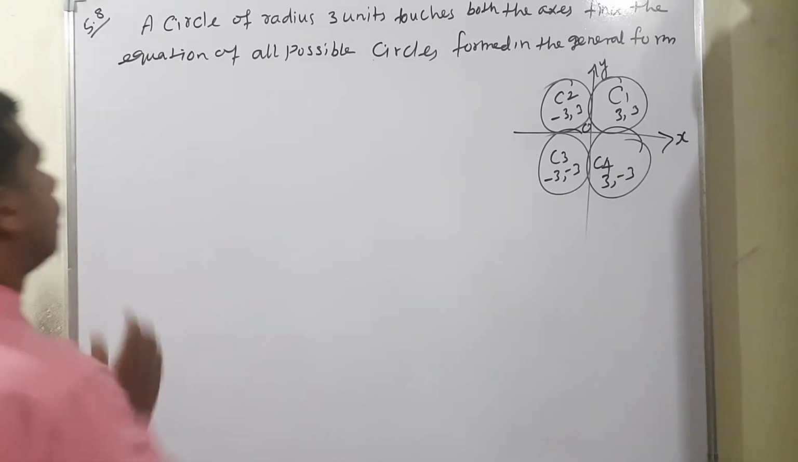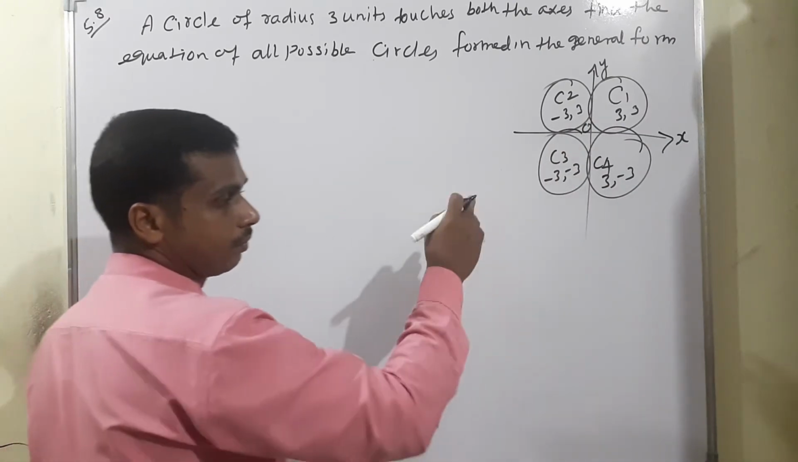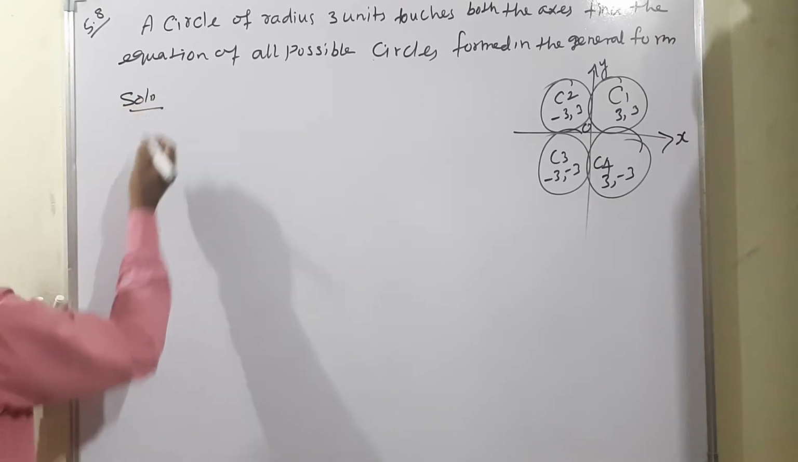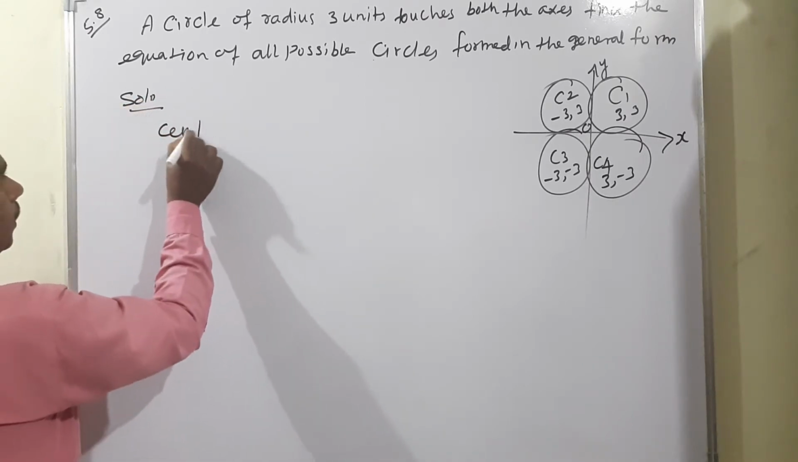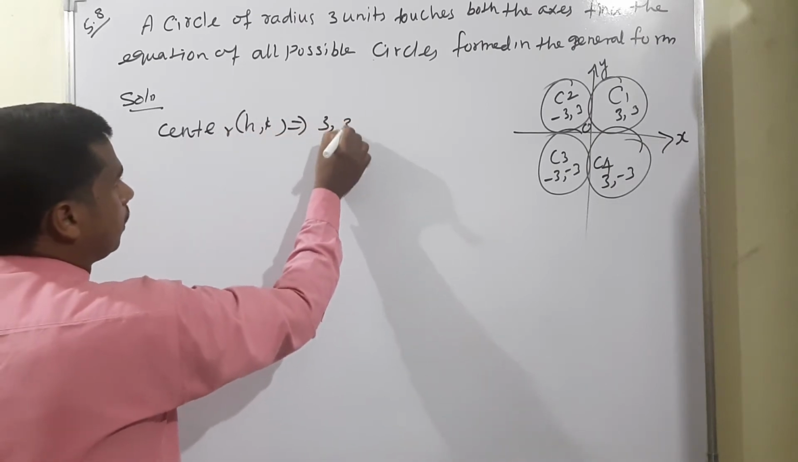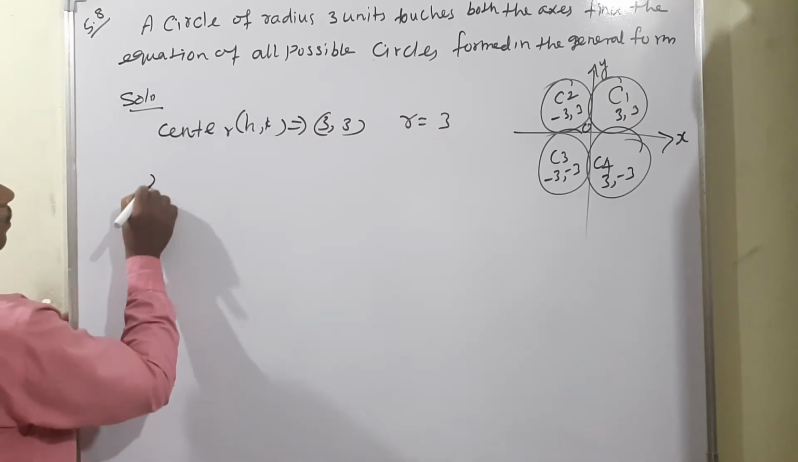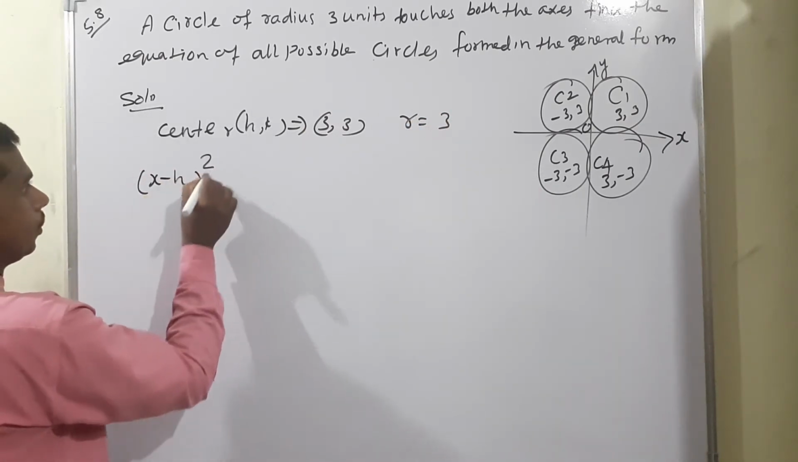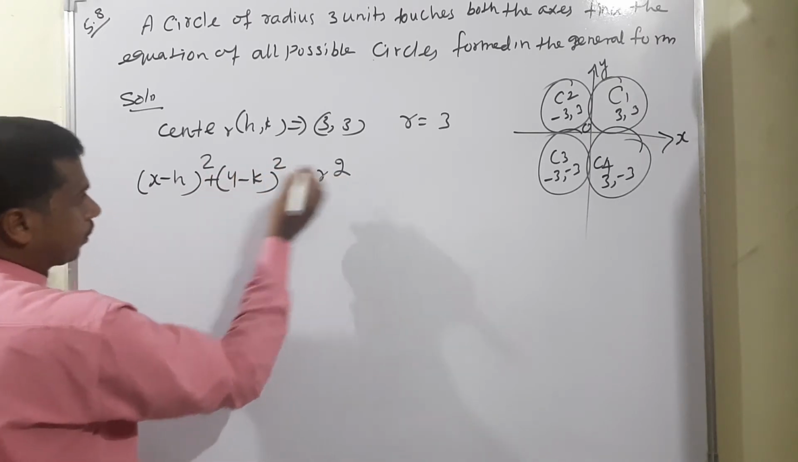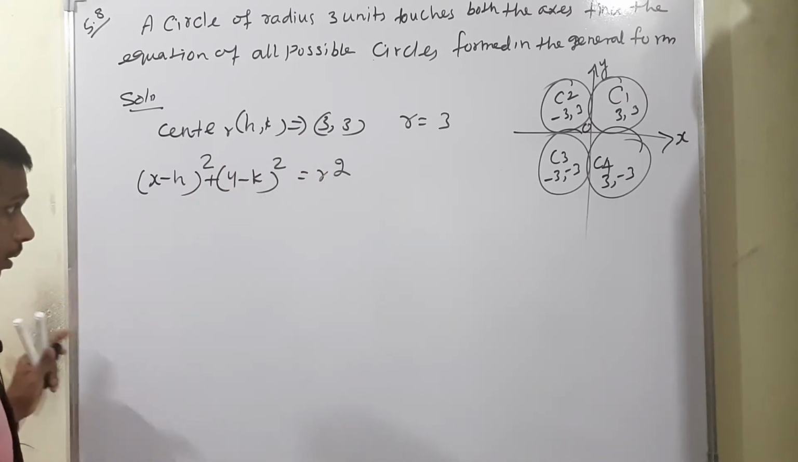So simply we can say the center is 3 comma 3, and the radius is a constant value, 3, isn't it? So solution: center means we can consider h comma k. H comma k has the value 3 comma 3, and radius r is equal to 3. What is the formula? x minus h the whole square plus y minus k the whole square is equal to r square. Instead of h we can take 3, and instead of k we can take 3.